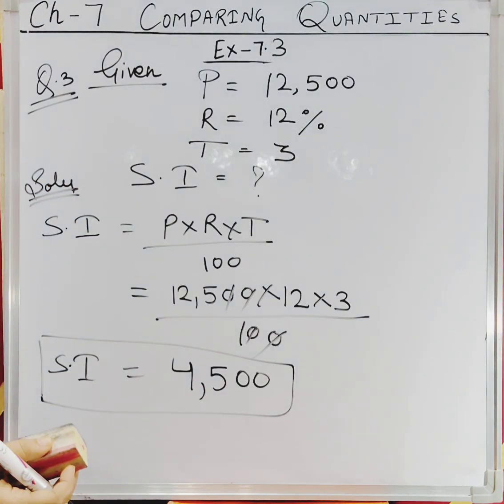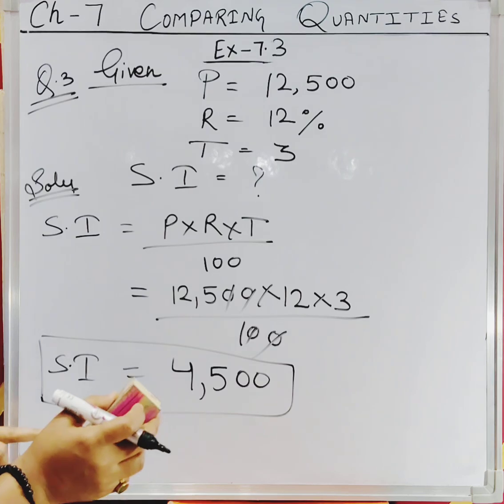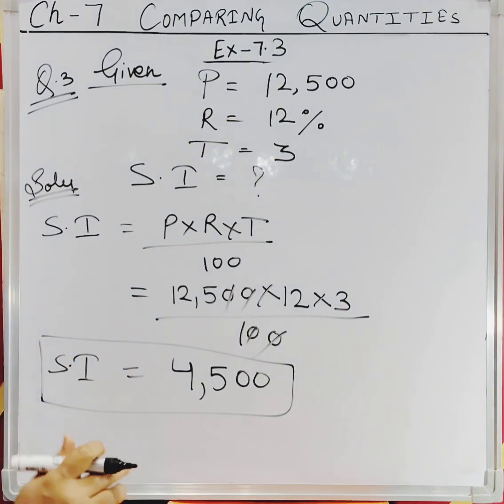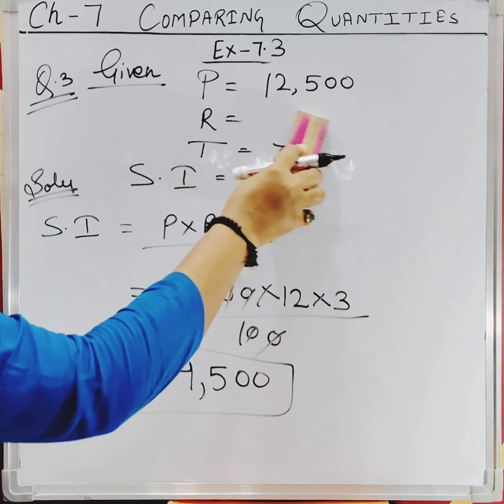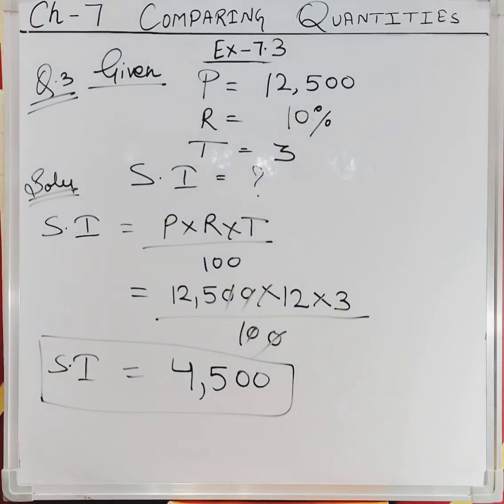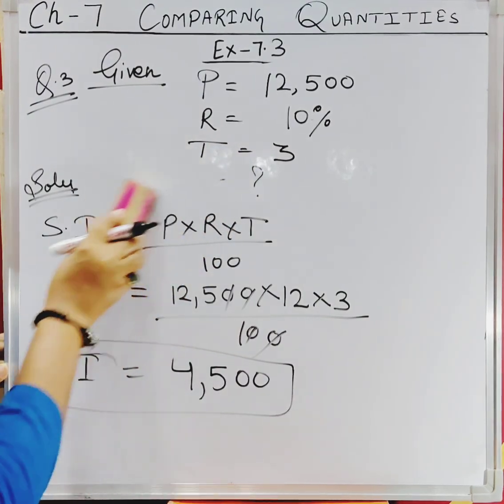Now I am taking another person, her name is Radha. Just remember SI, that is 4,500. Radha's principal is the same, and the rate of interest is 10%, compounded annually, and the time period is the same. So we have to find the compound interest.